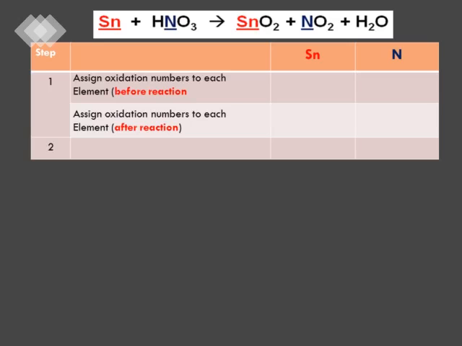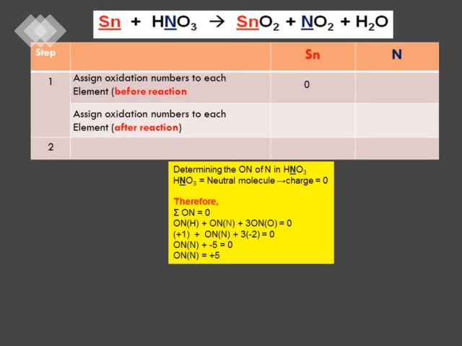From the rules given, the oxidation number for hydrogen that is attached to a non-metal is positive 1 and the oxidation number for oxygen is negative 2. The oxidation number for stannum before reaction is 0. And the oxidation number for nitrogen before reaction is being calculated.